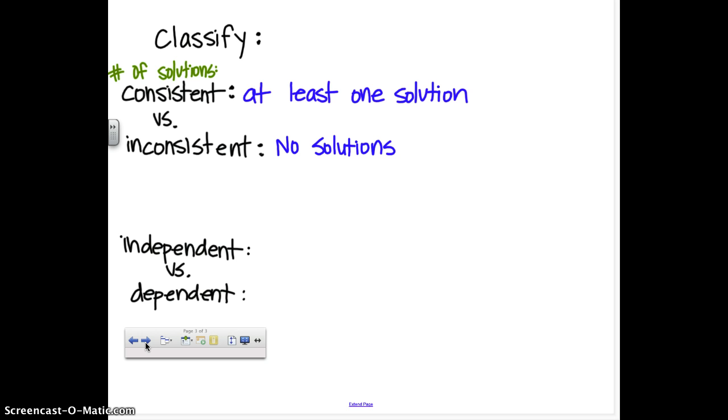The second one, we're going to start looking at the slope and the y-intercept of our linear equations, which is independent versus dependent. An independent system is a system where the lines have different slopes. So the lines have different slopes. And then we also have dependent, where we have equal slope and equal y-intercept.